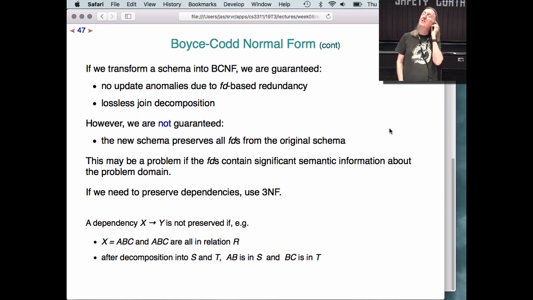No, that's not the example I wanted. Maybe my original one was right. So we might end up with AB determines C, AB determines D, and none of the tables in our final decomposition have all of A, B, and D in them. So we might end up with a table that just has B and D. So that FD, AB determines D, no longer exists in the final schema.